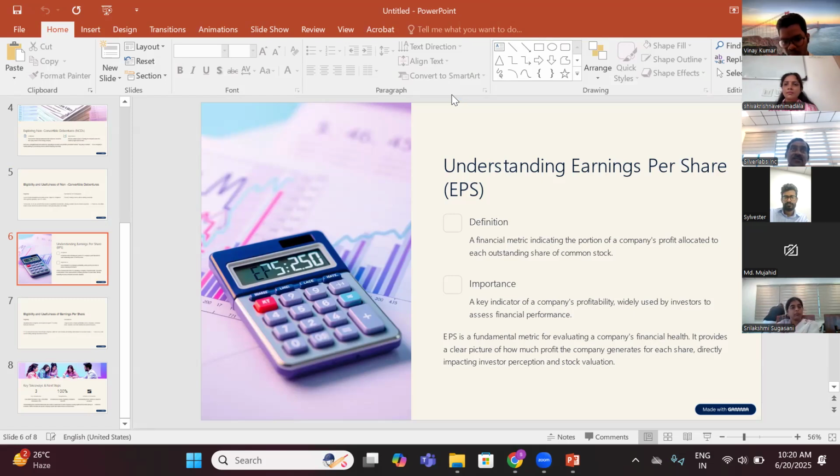This will be done by the company to evaluate and know what the share value is by calculating with proper data.